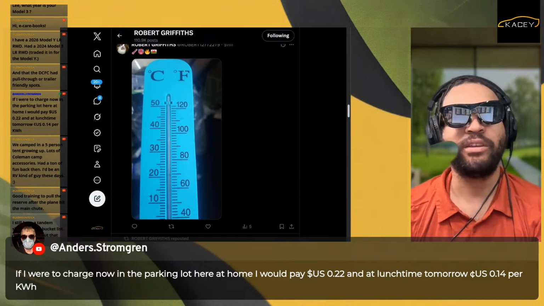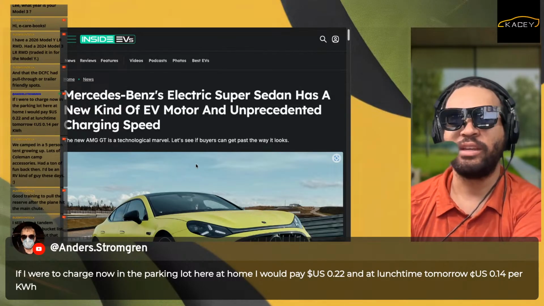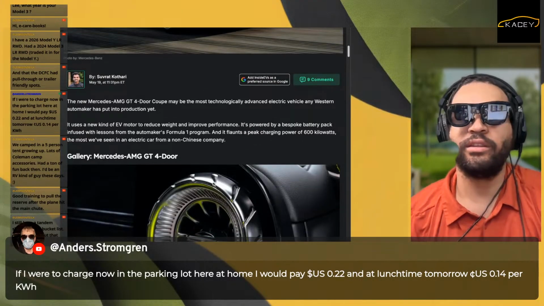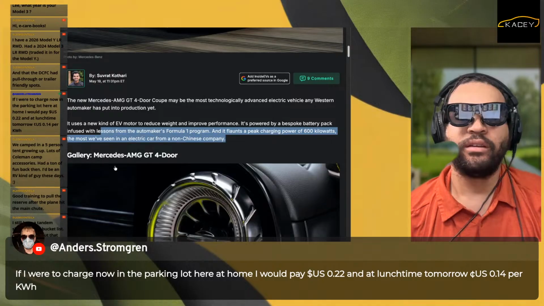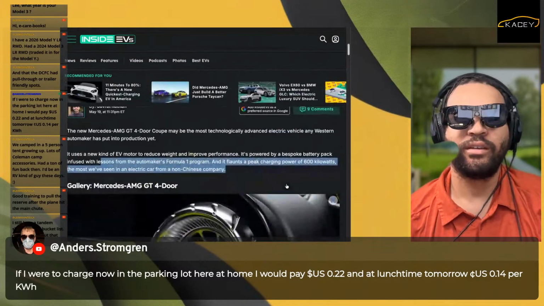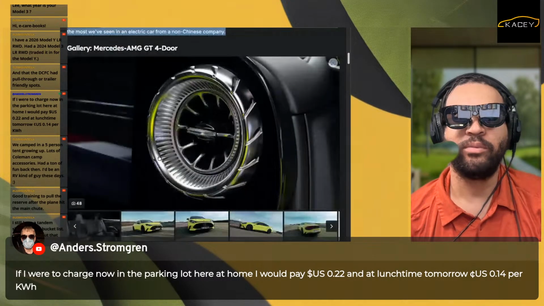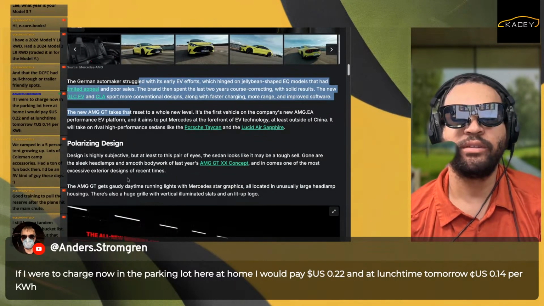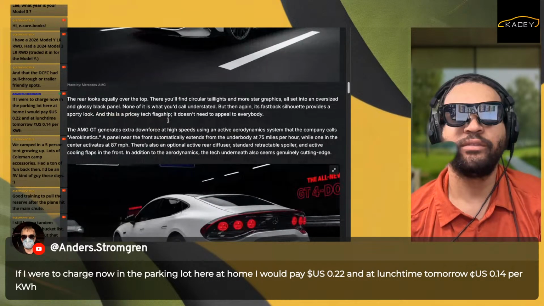All right, so the next thing I pulled out on my little side trips is the Mercedes-Benz electric super sedan, which has a new kind of EV motor and unprecedented charging speed. So tell me more about this motor, and then the speed. We can kind of see why they got going over it. It looks like the air vent, not the motor. Let's see. It uses a new kind of motor to reduce the weight and improve performance. Struggled early on. AMG, polarized design. Quality looks over the top.